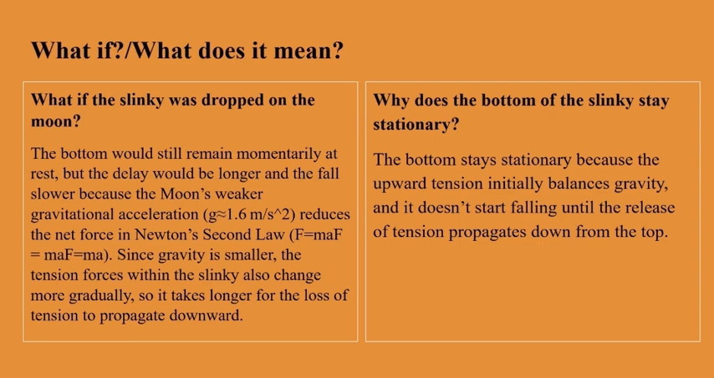For the what does it mean question, we have why does the bottom of the slinky stay stationary? So the bottom of the slinky stays stationary because the upward tension initially balances gravity, and it doesn't start falling until the release of tension propagates down from the top.